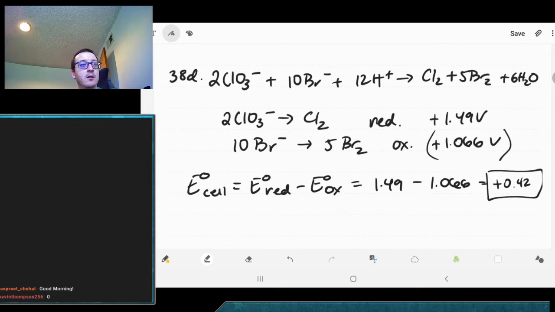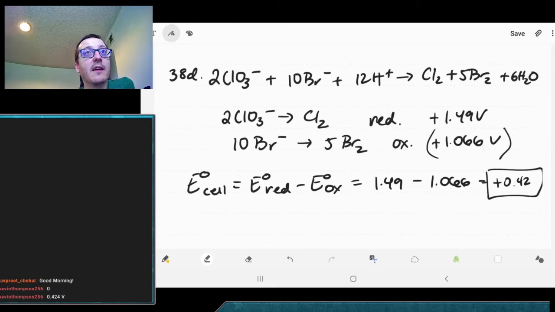What do you mean 0? No potential? Get out of here. You probably just pressed enter too quickly. Okay, yeah, 0.424, but since the 1.49 just had 2 decimal places, we'll keep it as 0.42. Cool.